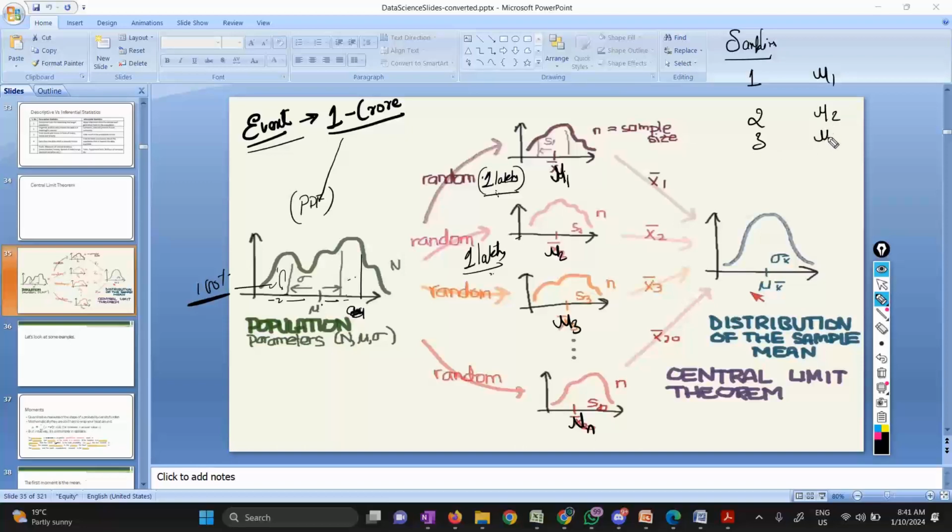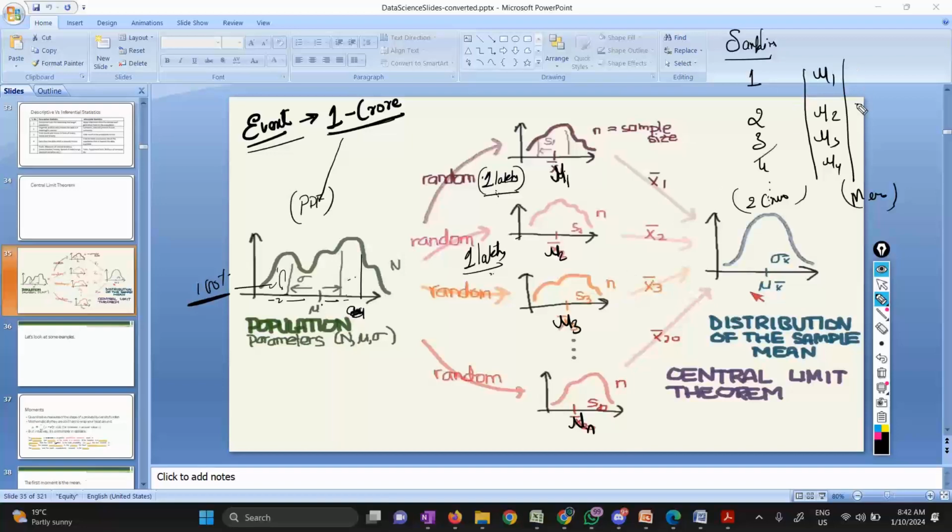Second sampling attempt I get mu2, third sampling attempt mu3, fourth sampling attempt mu4. Like this, I can do it as many times as I want, correct? I can do it 2 crore times, again and again. Don't you think I now have 2 crore mean values? I first had 1 crore data points, but now, because of the sampling, I have 2 crore data points which have come out of this random 1 lakh sampling.